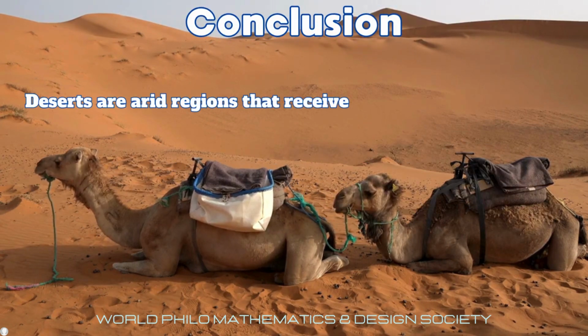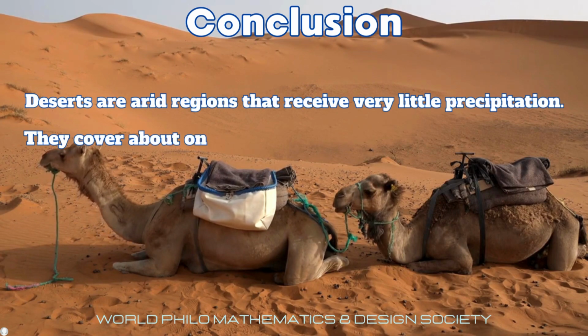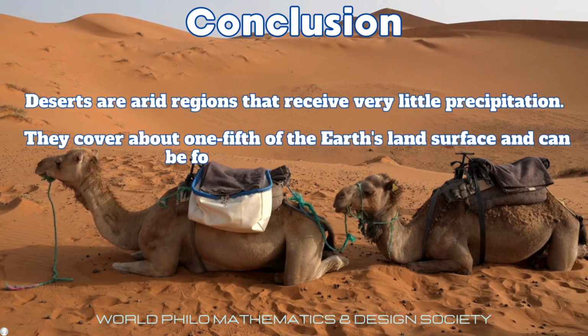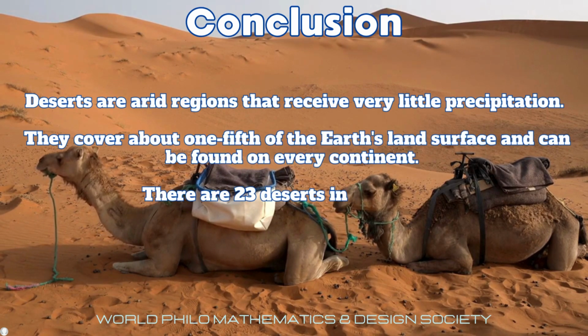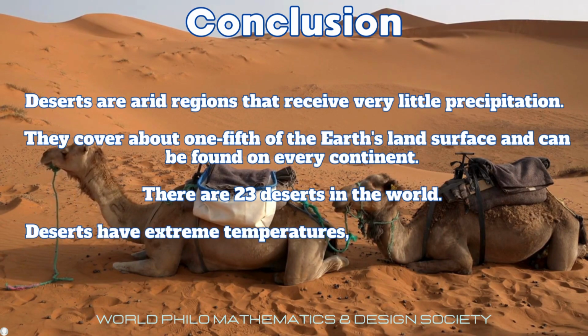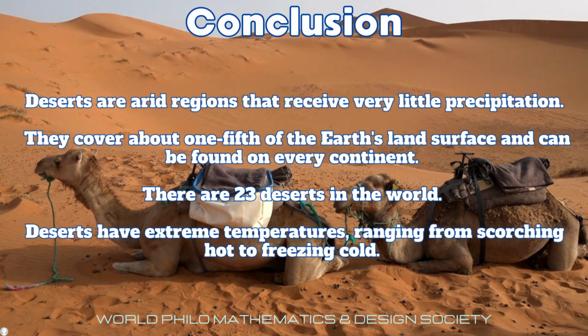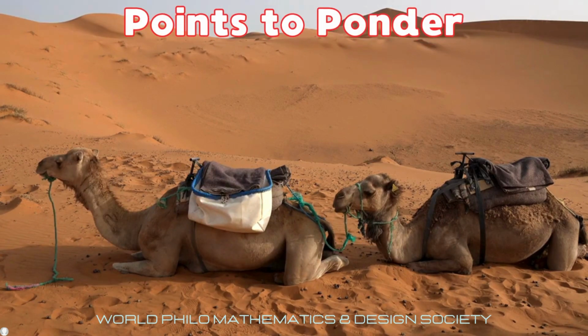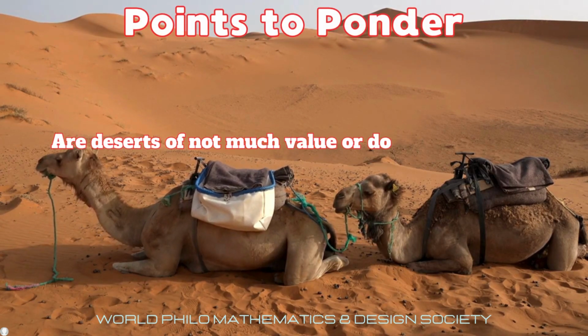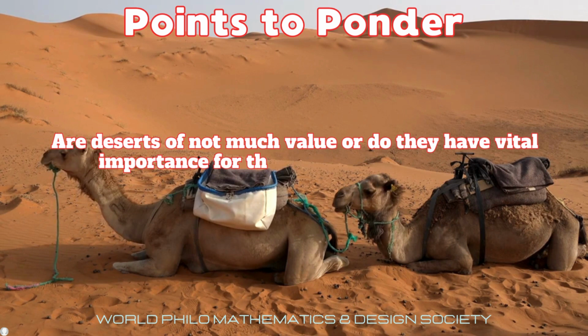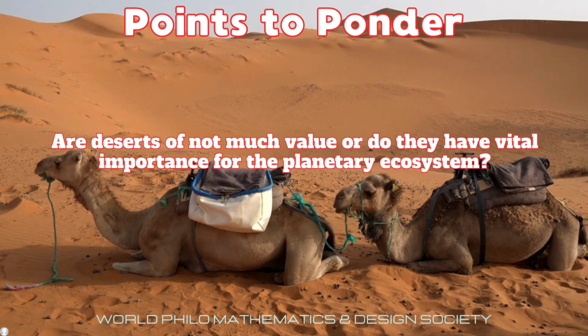Deserts are arid regions that receive very little precipitation. They cover about one-fifth of the Earth's land surface and can be found on every continent. There are 23 deserts in the world. Deserts have extreme temperatures, ranging from scorching hot to freezing cold. Are deserts of not much value, or do they have vital importance for the planet's ecosystem? Reflect on it.